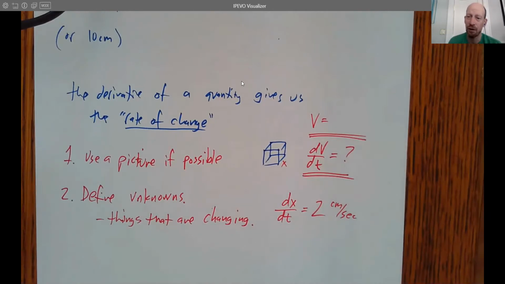That's what we want to find out. How fast is the volume changing? That's a derivative. And we're using this dv dt. You could write it as like v prime. That is meaning the same thing.